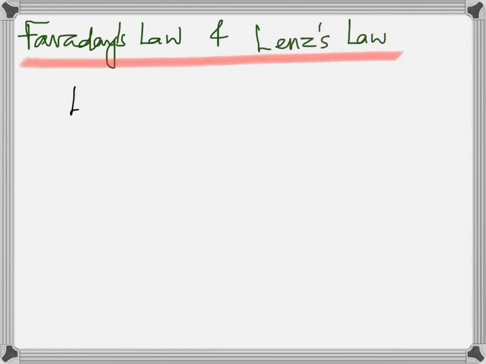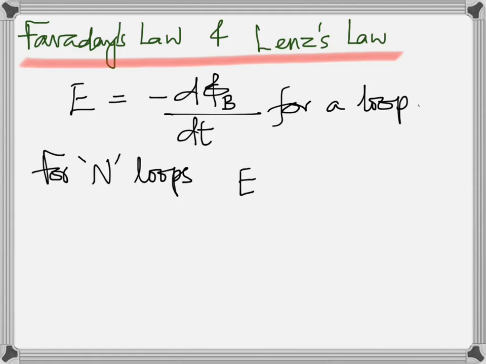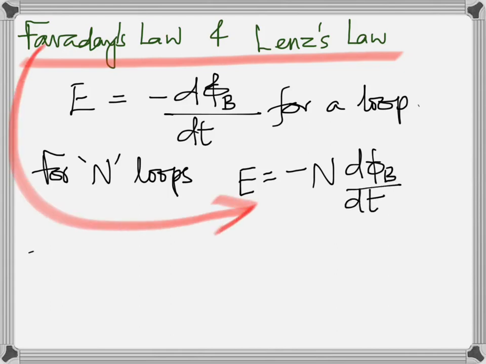Now the most important laws of electromagnetic induction, there are actually two laws. One is Faraday's law, the other is called Lenz's law. According to Faraday's law, the induced EMF is equal to d phi by dt, the rate of change of magnetic flux. That's for one loop. So if you have n loops, you just got to multiply that with n. So you will get E is equal to minus n d phi B by dt.